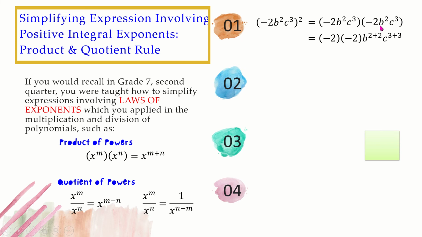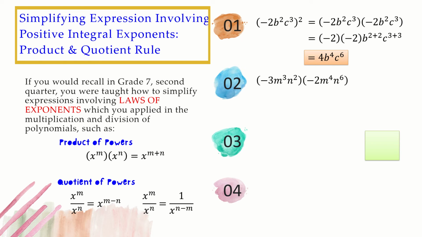Next, we multiply the numbers negative 2 times negative 2. Then what will happen to the exponent of the base b? There are two b square, so b exponent 2 plus 2. Then two c cube, that is copy the same base c, then exponent 3 plus 3. So multiplying two negative 2, that is positive 4. Then 2 plus 2 is 4, b exponent 4. Then c exponent 3 plus 3, that is 6. So we have the final answer: b exponent 4, c exponent 6.